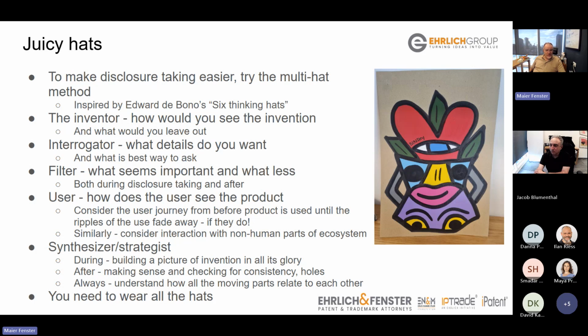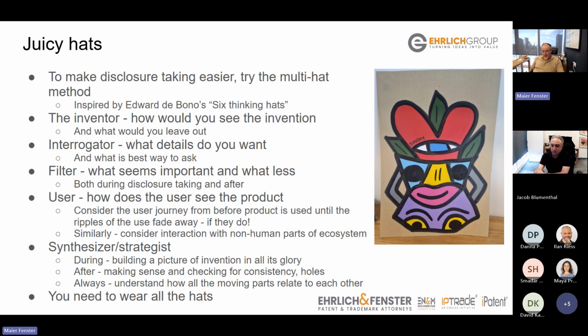The first one is an inventor. As an inventor, you need empathy for this. How would you see the invention? What would you forget to tell the patent attorney about? Interrogator, that's easy. What details do I want to get and what's the best way to ask? Filter, that's helping you do triage so you don't waste everybody's time.